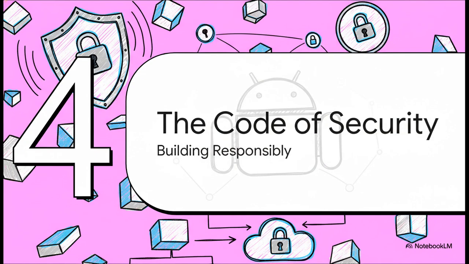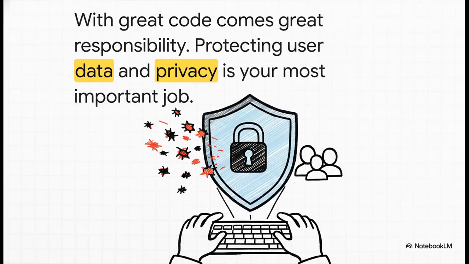Okay, now that you've seen how easy it is to build something, let's talk about building it the right way. This isn't just about making code that works, it's about responsibility. It's about protecting your users. You've probably heard this phrase before, but in software development, it is the golden rule. When people use your app, they are trusting you with their data, sometimes their most personal data. Protecting that trust, that is your number one job.